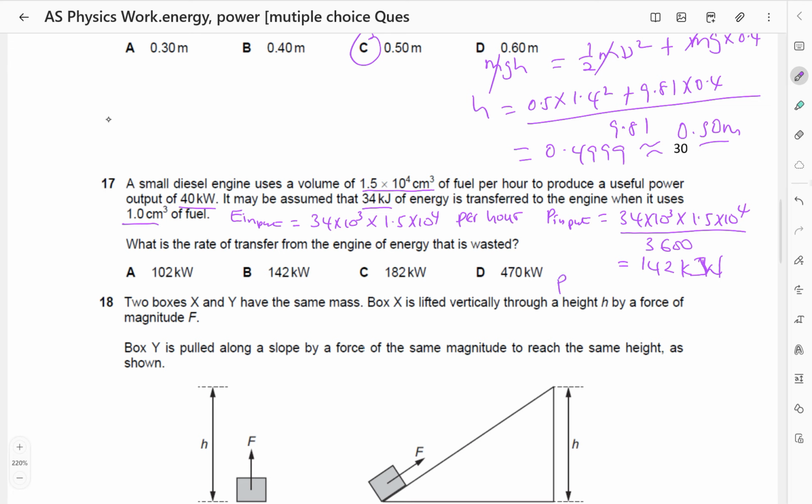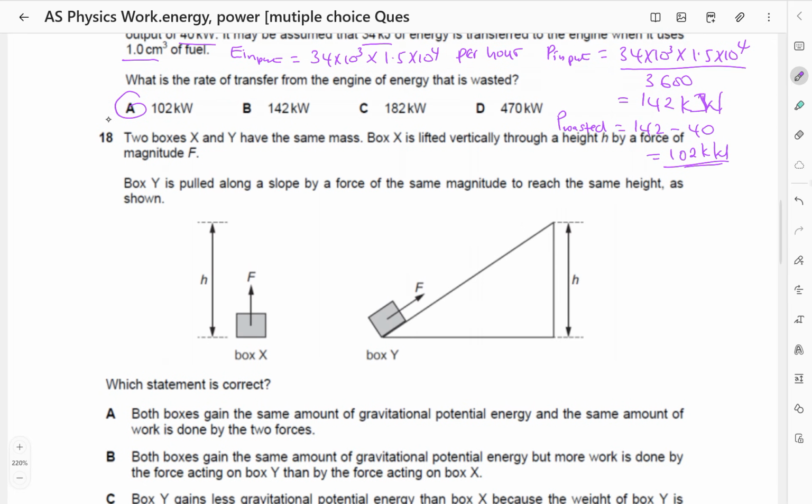So power lost, or power wasted, is going to be 142 minus the power output, which is 40. And this is giving us 102 kilowatts. So our answer is going to be A, 102 kilowatts.